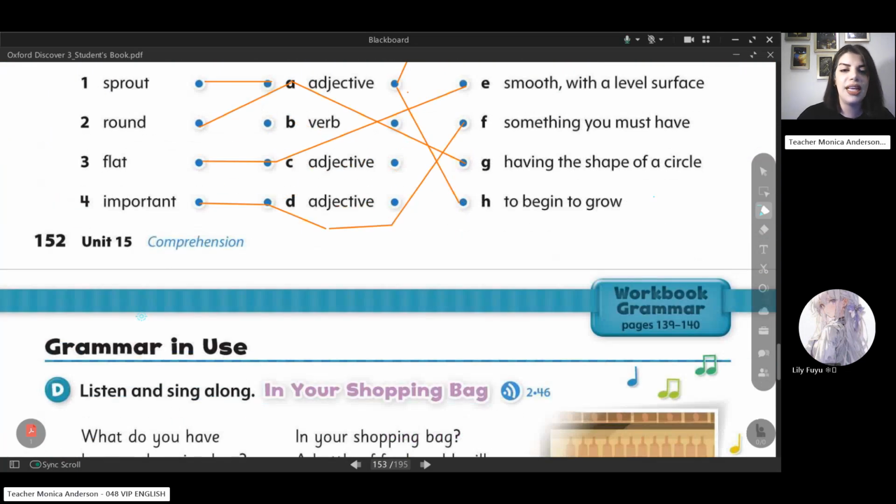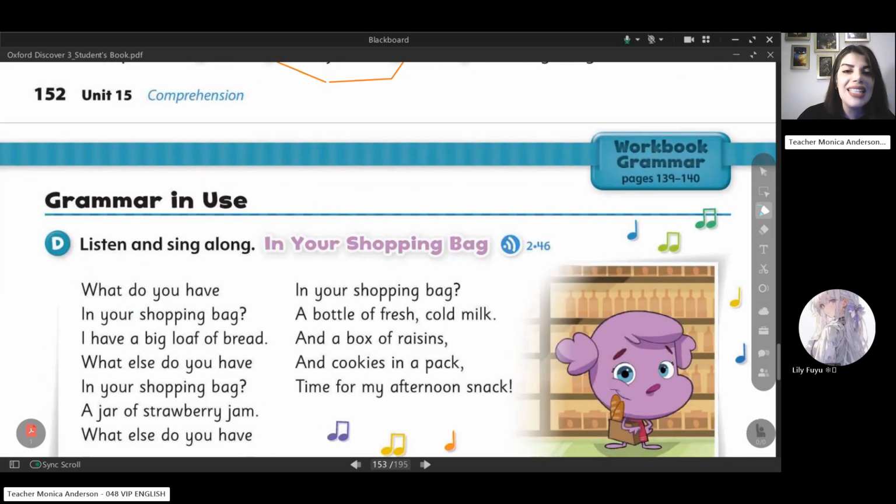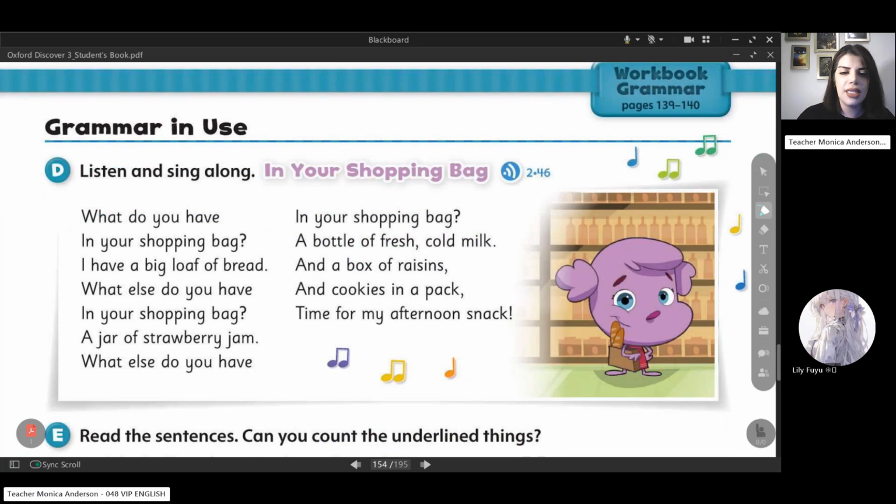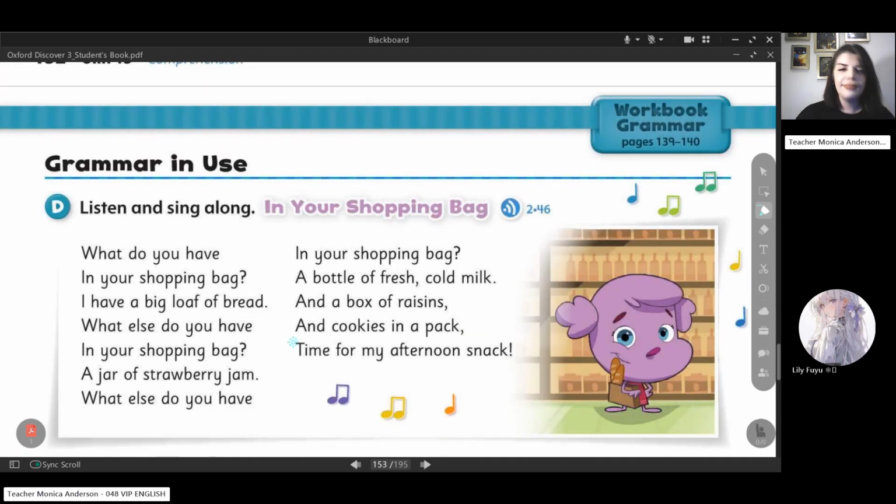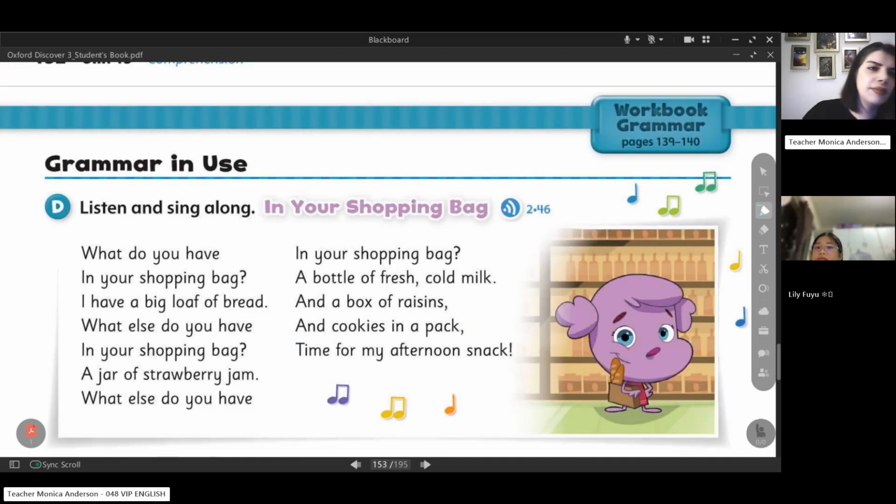Yep. That's really good. Well, and now let's listen. What is this? Let's listen. One moment, please. Page 153. Grammar in use. D. Listen and sing along.